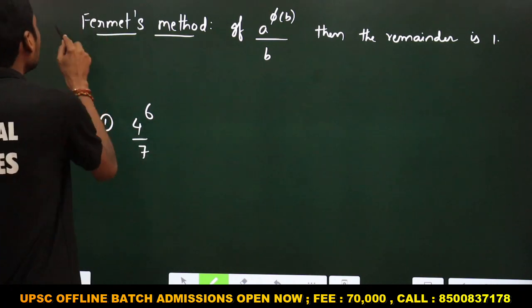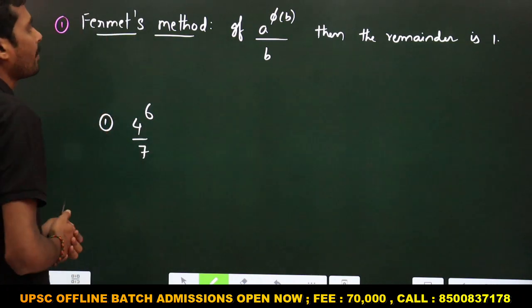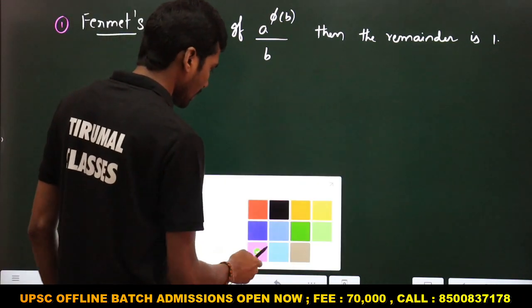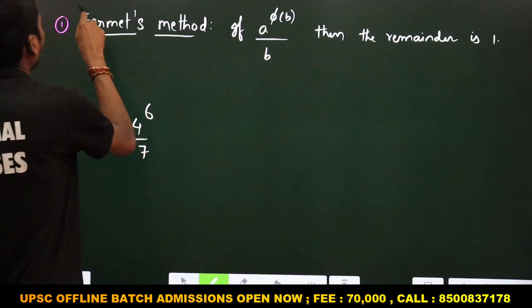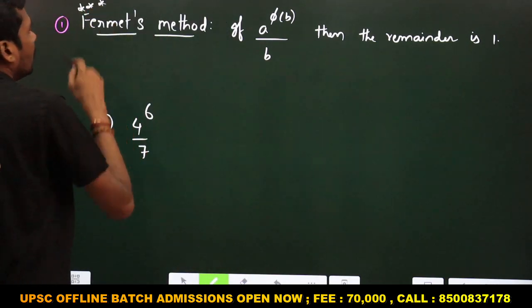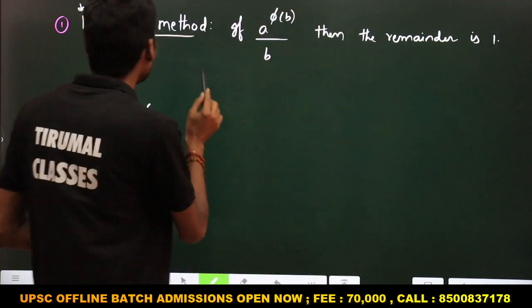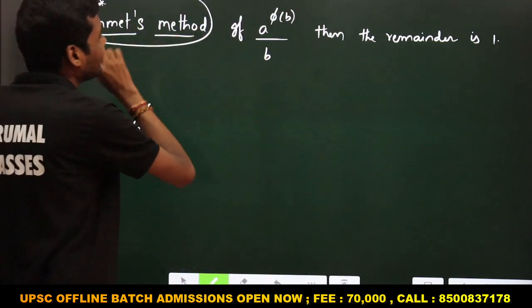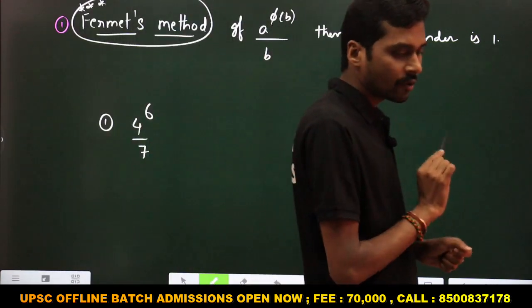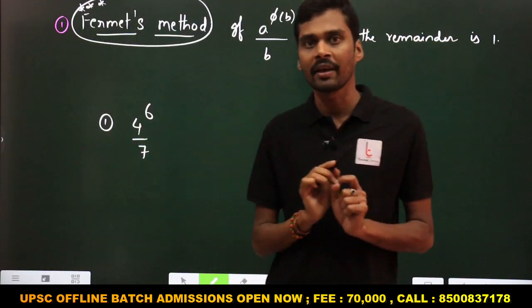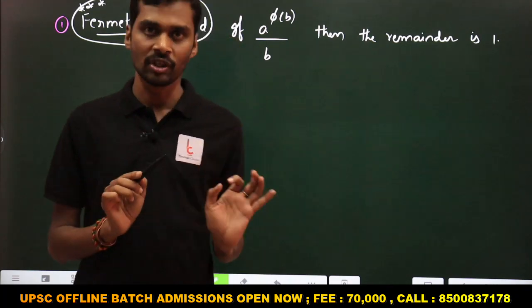The first case is one in which we have a different method, Fermat's method. This is a very important method to find out the remainder if a problem is given in a particular format. So that is called Fermat's method. Again, the names are not important. You don't need to bother about the names or learn them by heart. The only thing is just remember the procedure.